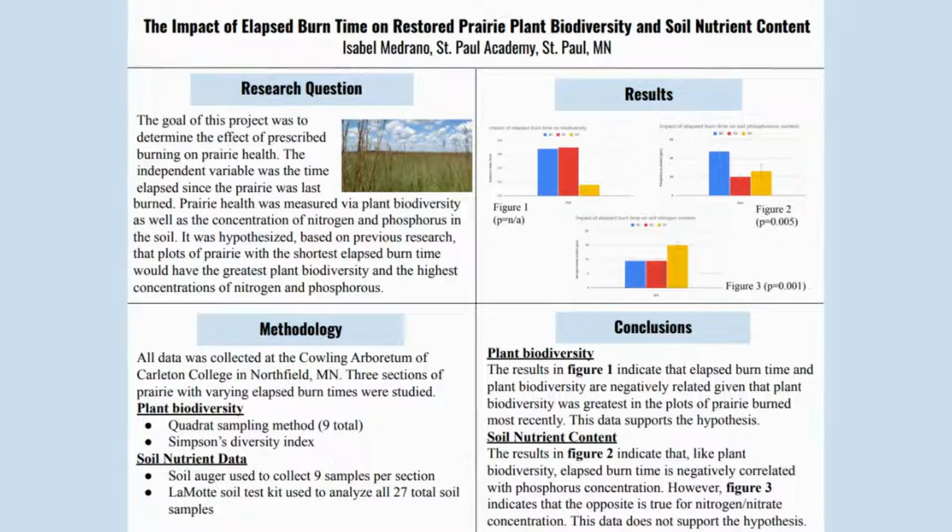However, my hypothesis was not supported with nitrogen concentration because the plot of prairie burned least recently, so with the greatest amount of elapsed burn time, had the greatest concentration of nitrogen. And so, as you can see, the conclusions that we can draw are that elapsed burn time negatively impacts plant biodiversity as well as phosphorus concentration. However, the opposite is true for nitrogen and nitrates. Further studies would be really helpful to determine if this pattern will hold true with more samples.